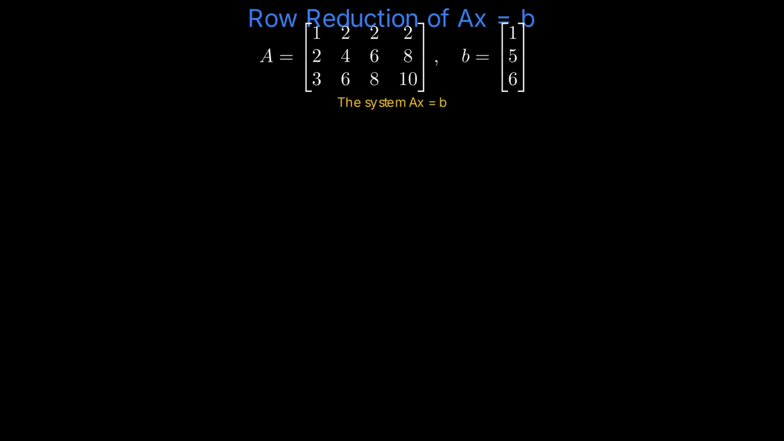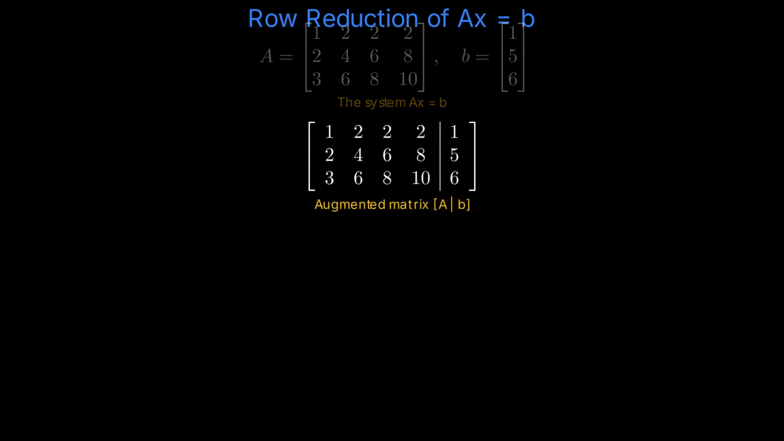Here's our system. A is a 3x4 matrix. Row 1: 1, 2, 2, 2. Row 2: 2, 4, 6, 8. Row 3: 3, 6, 8, 10. The vector b is 1, 5, 6. Now let's form the augmented matrix and row reduce.